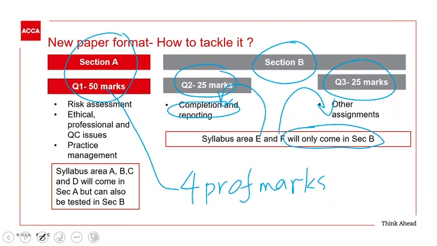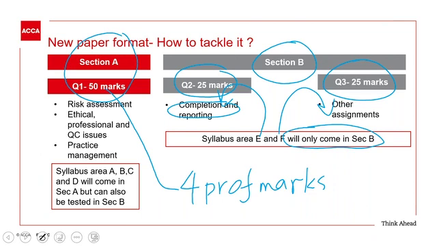Right. So there will be 4 requirements or 5 requirements to one case study, and that one case study will be of 50 marks. Then in question 2 and question 3, which come in section B, they will be smaller cases, right, in comparison to a 50 marks case study. Now that is the paper format, right?